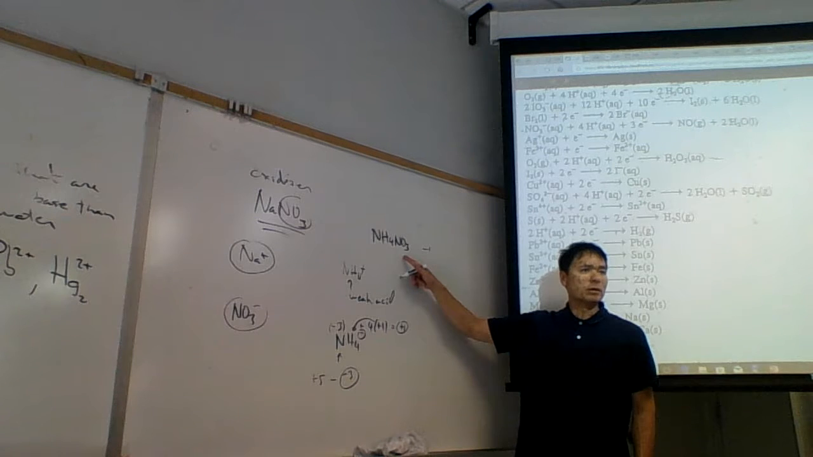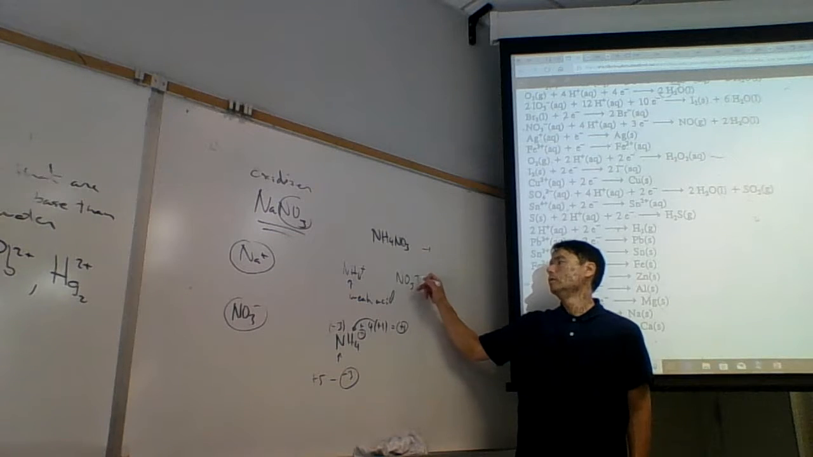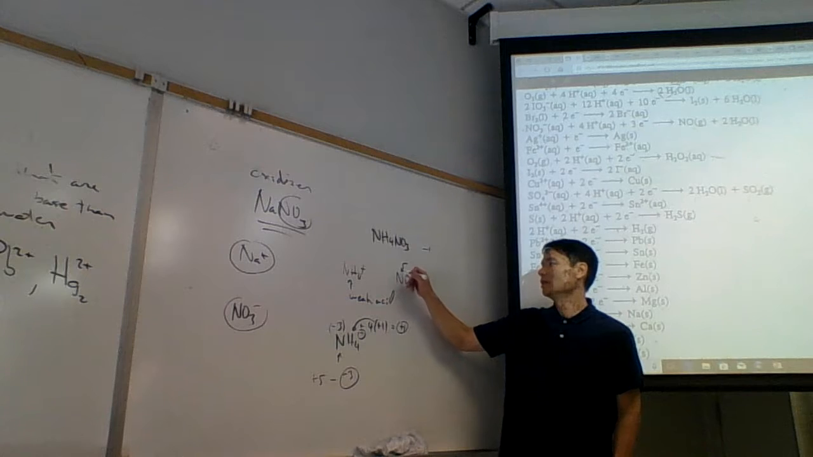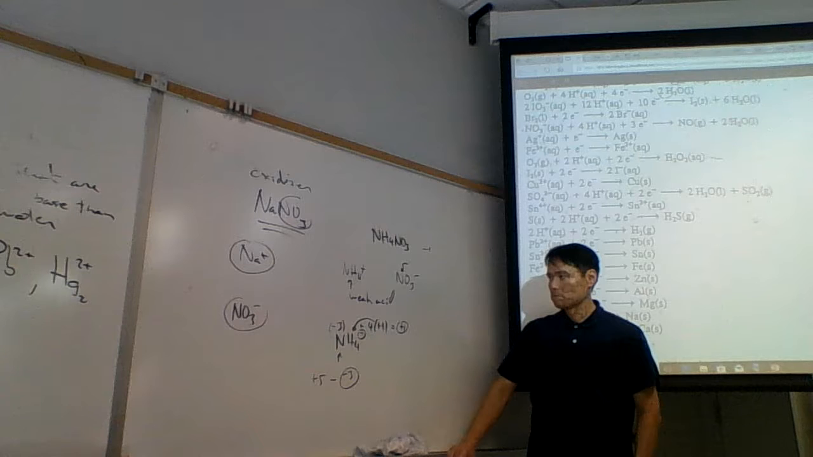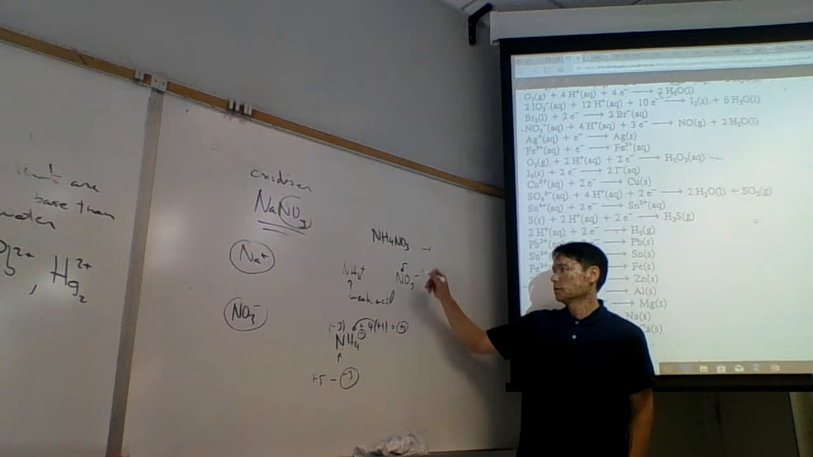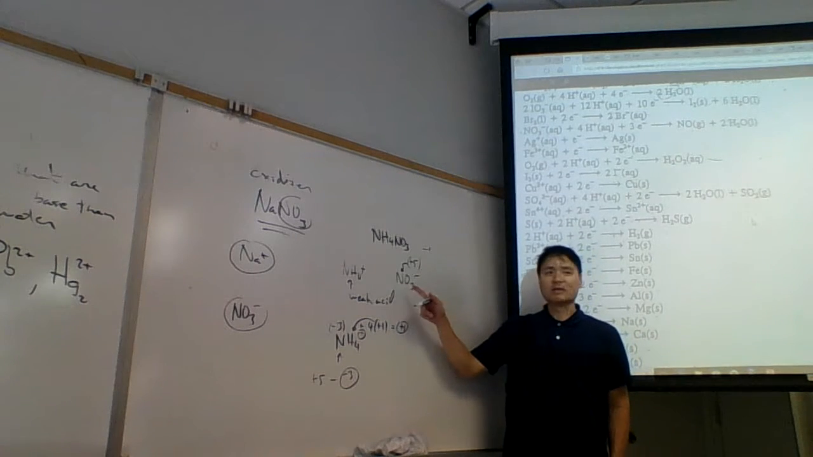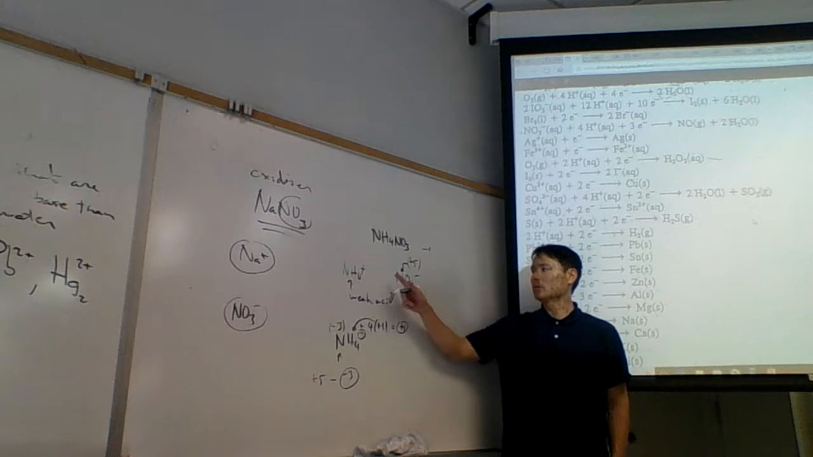Why won't the nitrate burn? What's the charge on nitrogen in nitrate? Actually, it's +5, the charge. The charge on nitrogen in nitrate is +5. Can we go to +6, +7, +8? No, +5 is it. And so the nitrate won't burn, but the ammonium will burn.